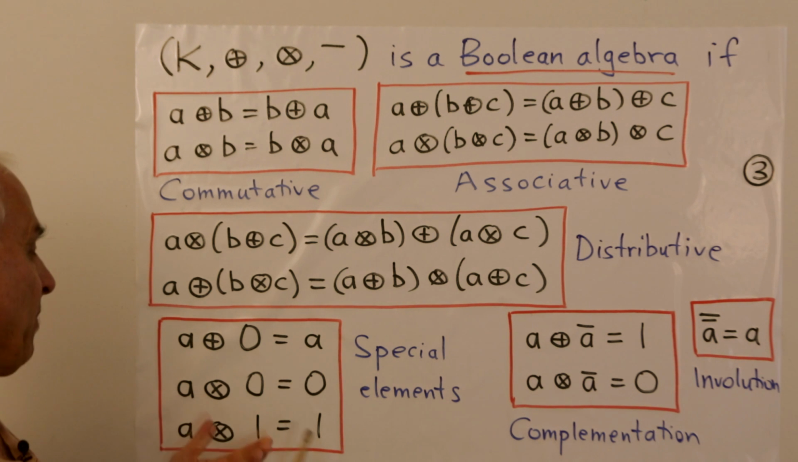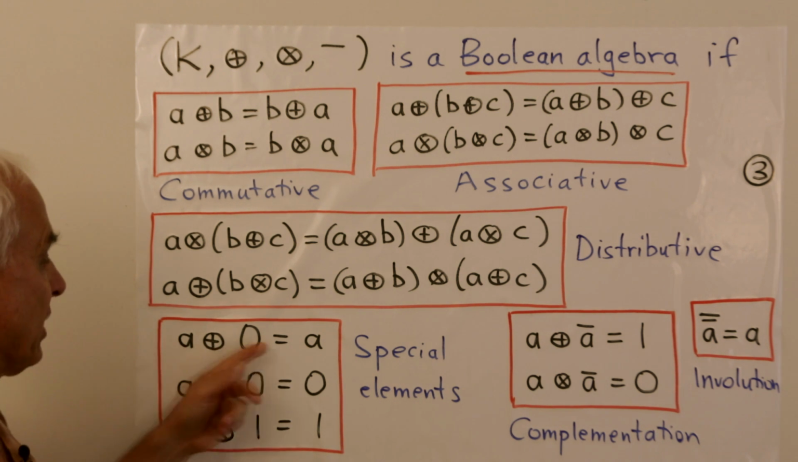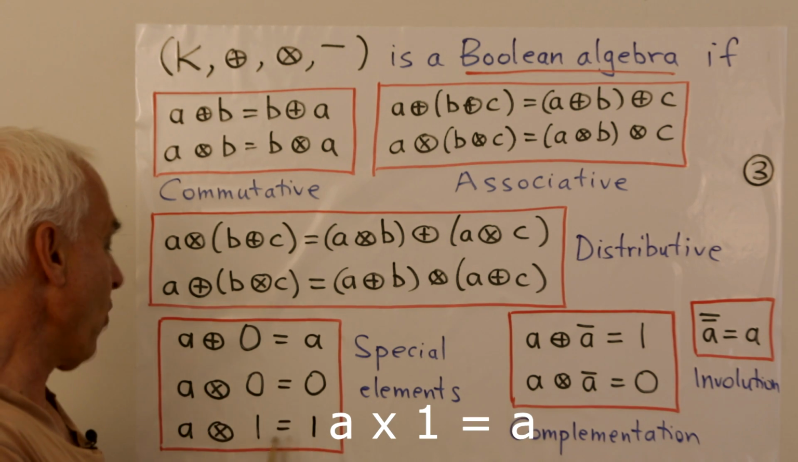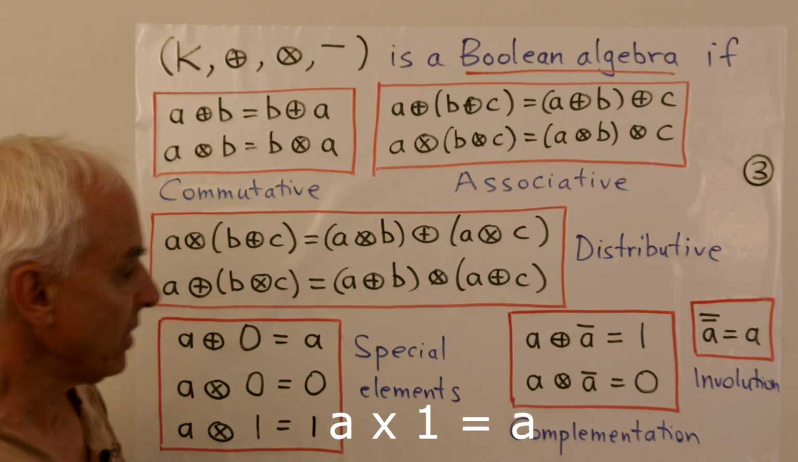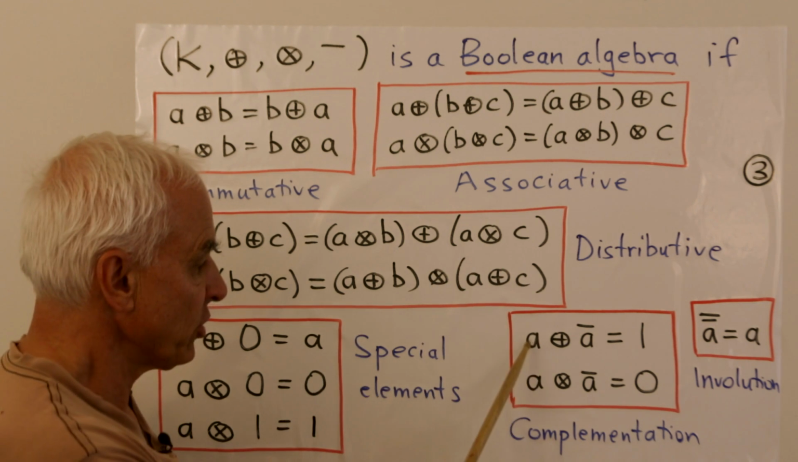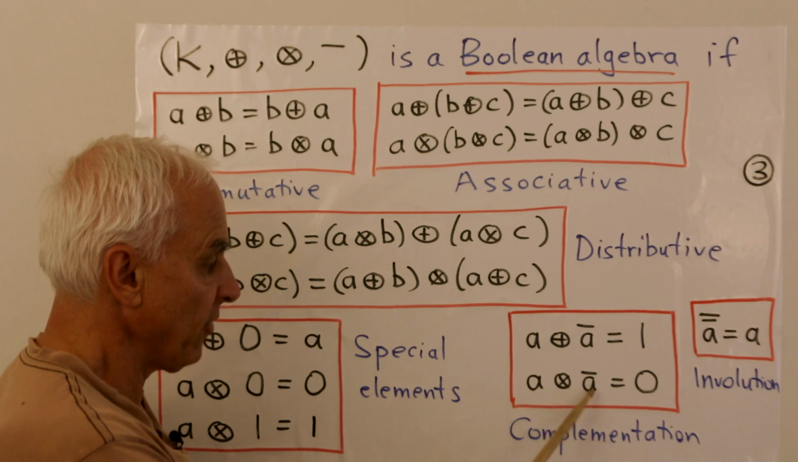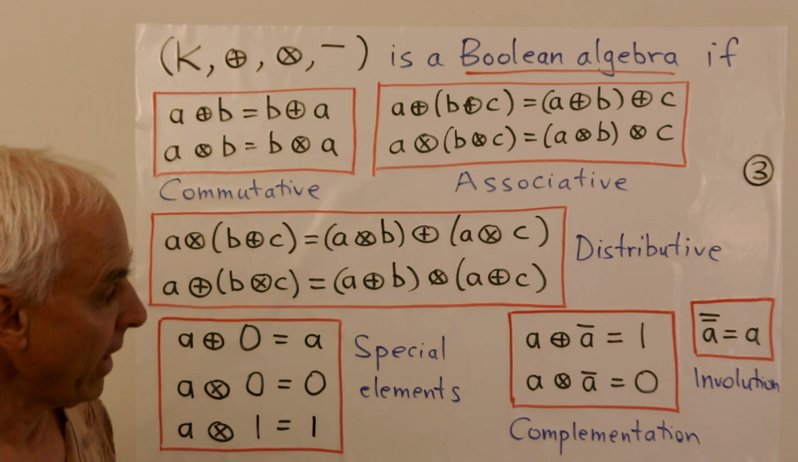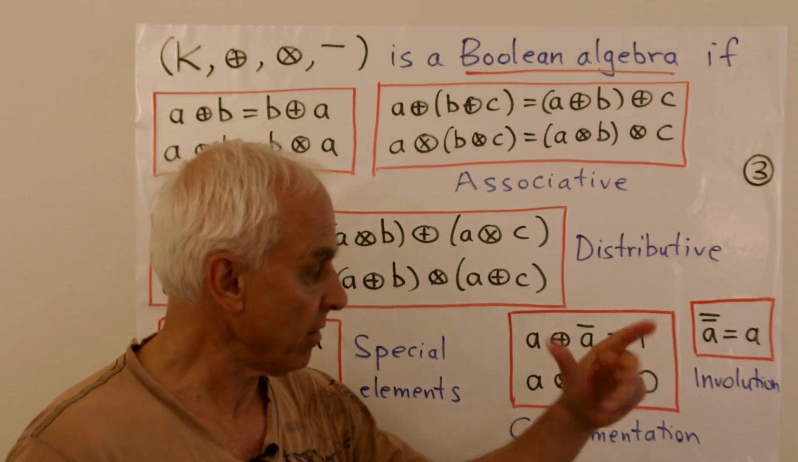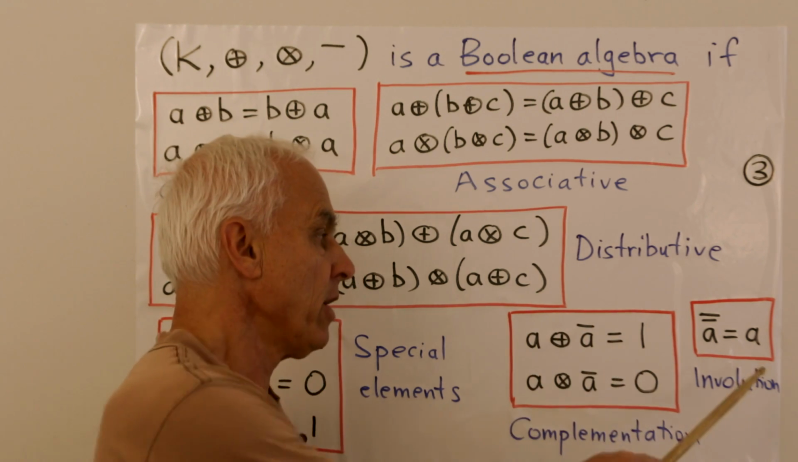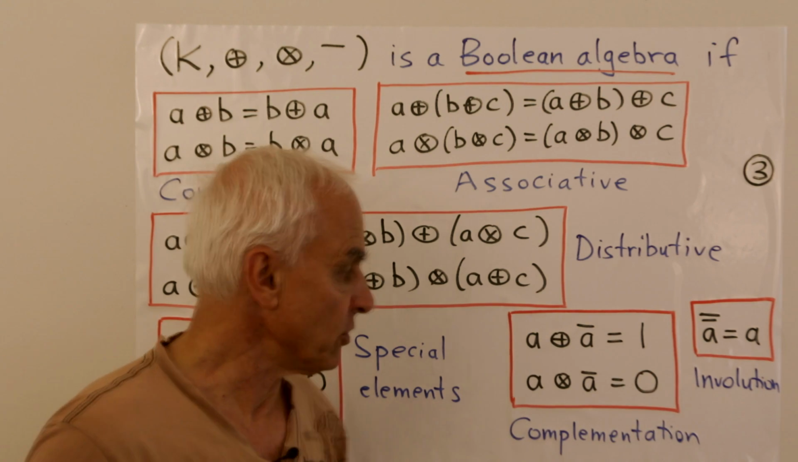Then we also have some special elements, 0 and 1, that have certain properties. A plus 0 is always A, A times 0 is always 0, and A times 1 is always A. And in addition, this bar operation should satisfy that A plus A bar is always 1, and A times A bar is always 0. And one more property having to do with the bar: what happens if you apply it twice, so A bar bar is back to A, and that's involution.